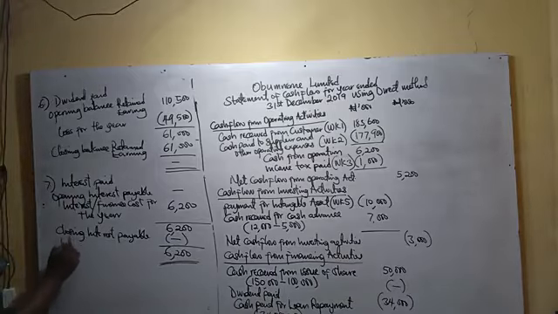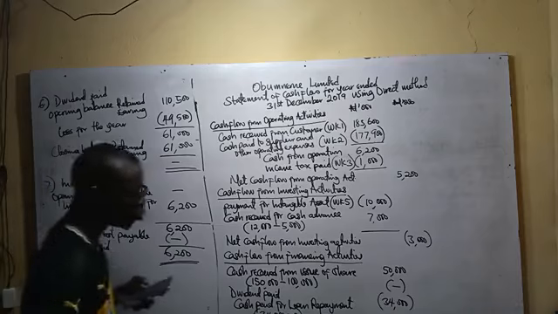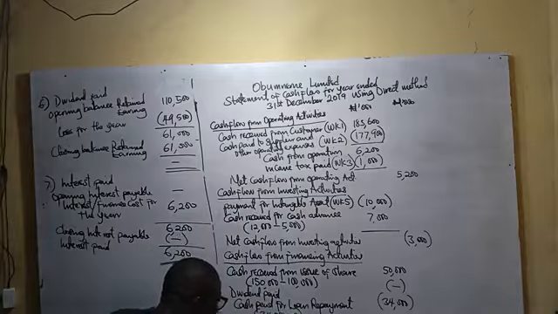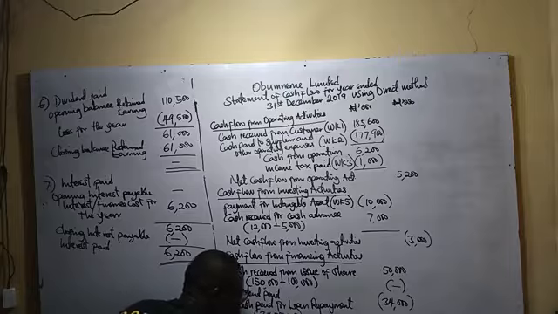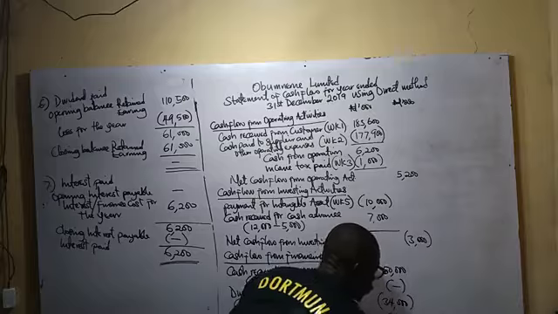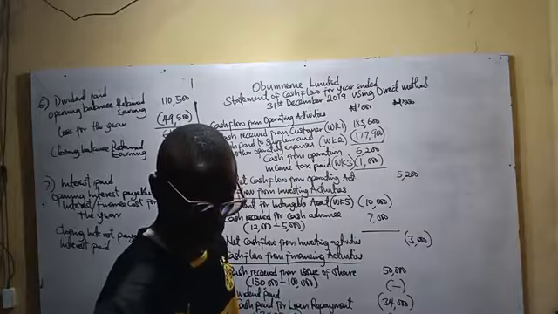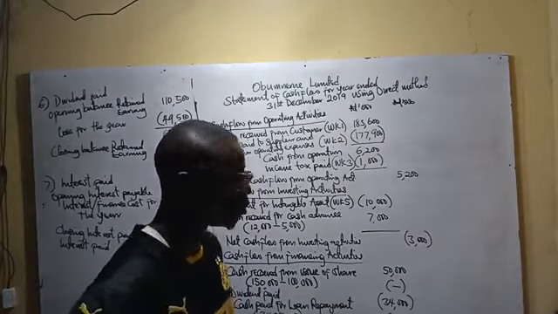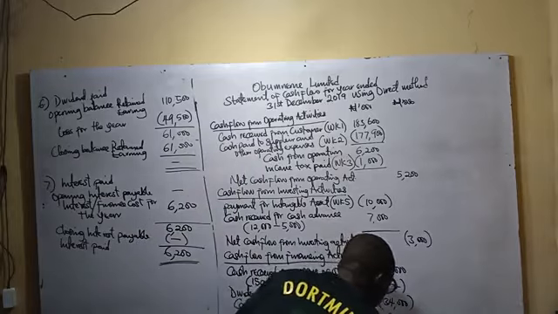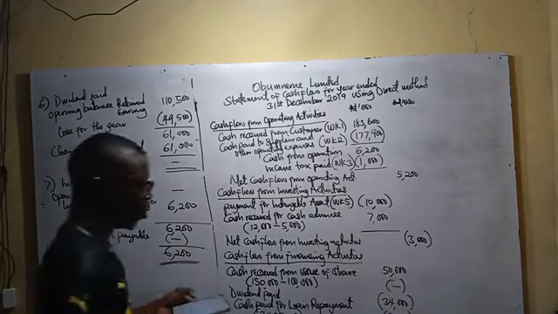This is our interest paid. Working 7: we have interest paid of 6,200. So we have solved for our cash flow from financing activities. So what will be the total now?